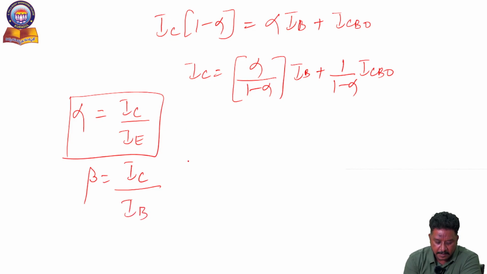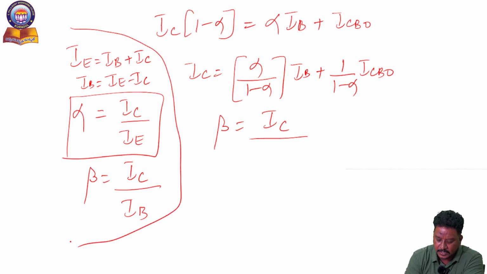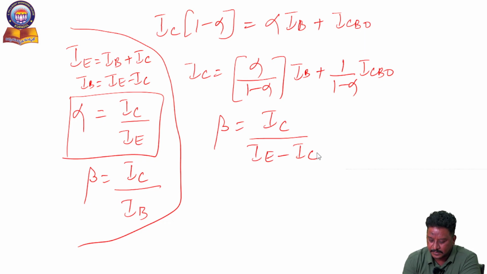So I am defining that beta is equal to IC by IB. From the transistor definition, we know that IE is equal to IB plus IC, and IB is equal to IE minus IC. This we already know from the basic working of a transistor. So in the place of IB, I can consider IE minus IC. This is equation 1.